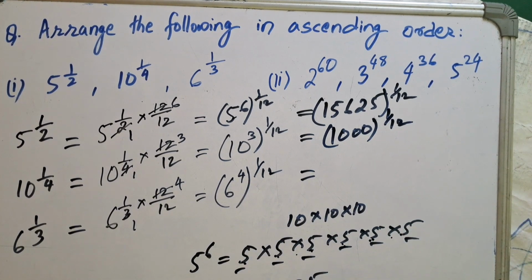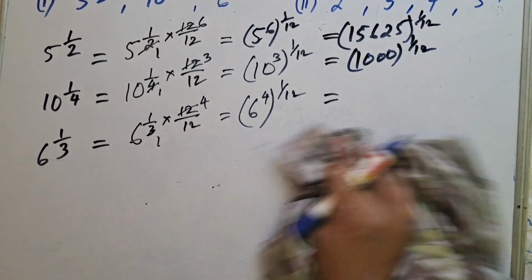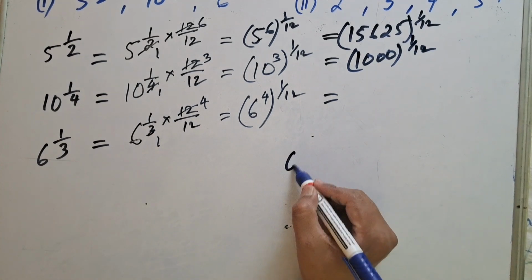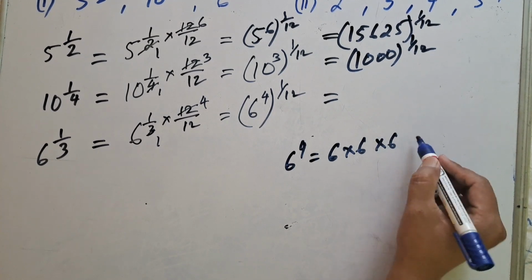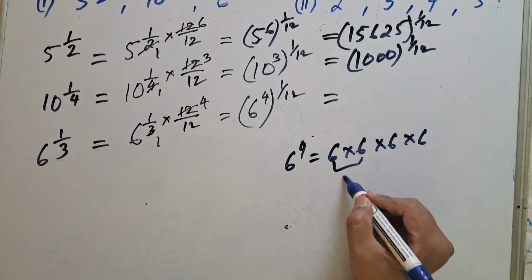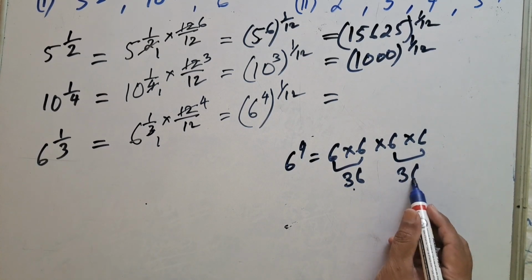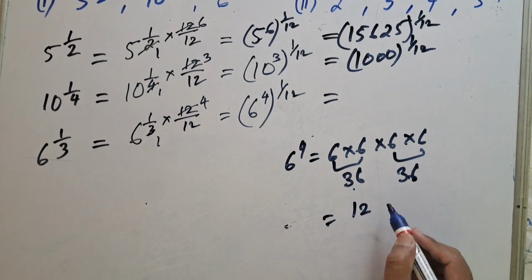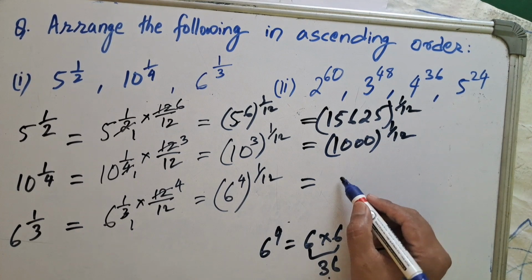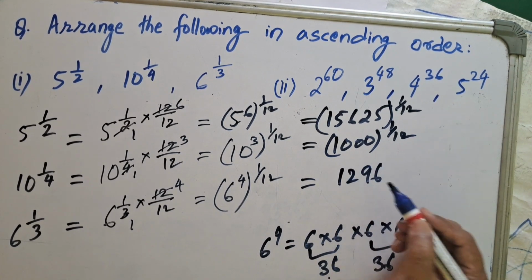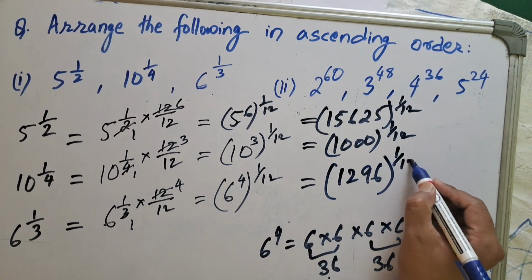6 to the power 4 means 6 multiplied 4 times, isn't it? 6 into 6 into 6 into 6. This is 36. 6 6s are 36. 36 into 36 will give us 1296. So 6 to the power 4 is 1296. Raised to power 1 by 12 will remain here as it is, 1 by 12.